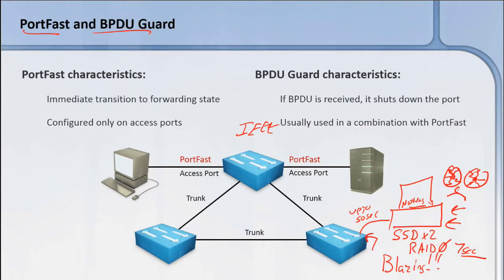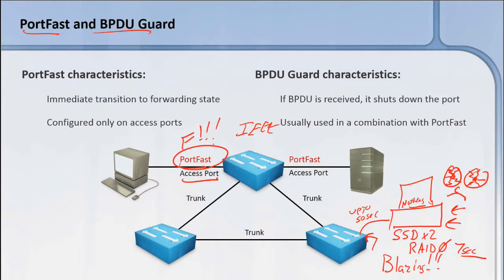What good is it if it boots in 7 seconds if I'm sitting there waiting for 50 for my port to go active so that I can get an IP address so that I can finally get to the internet? See the situation I'm in? So spanning tree is good, but it takes a while to transition to the forwarding state. So what I can do on access ports that are going to my end users is turn on port fast. This says when this port goes live, transition to the forwarding state immediately.